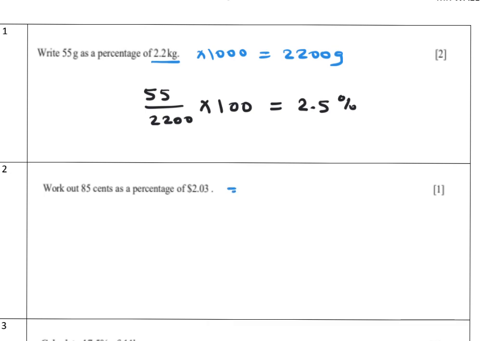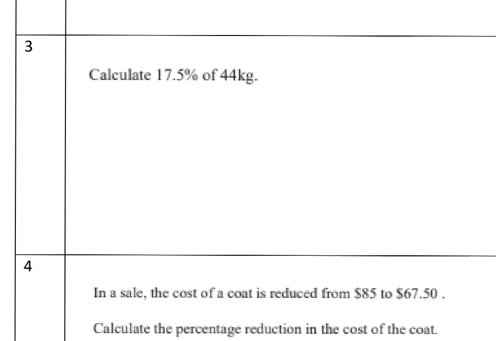Number 2, work out 85 cents as a percentage of $2.03. Convert to cent, multiply by 100. So 203 cents. To find the percentage, 85 over 203 multiply by 100 equals 41.92, to 3 significant figures.